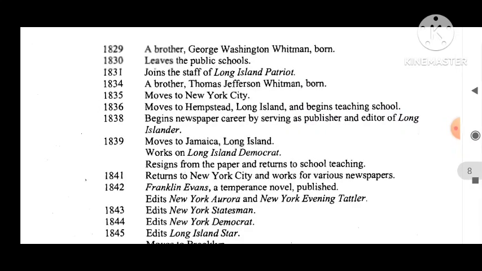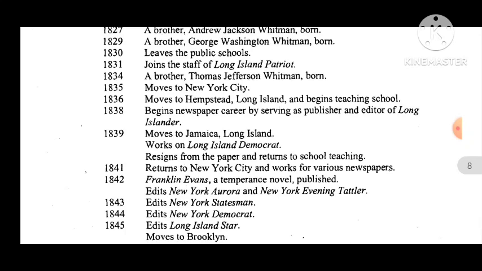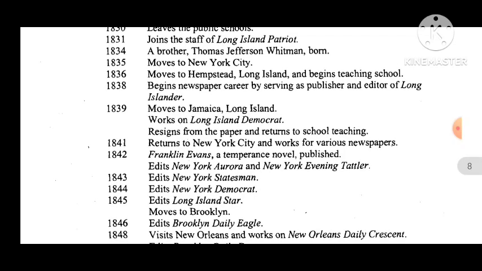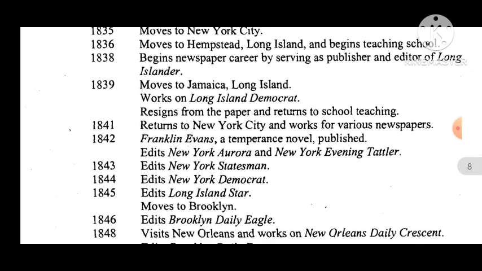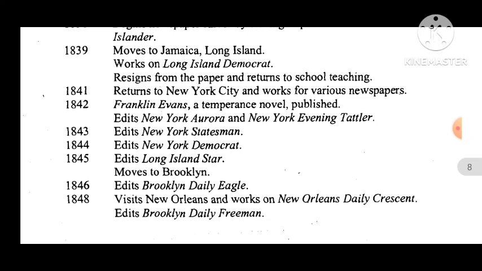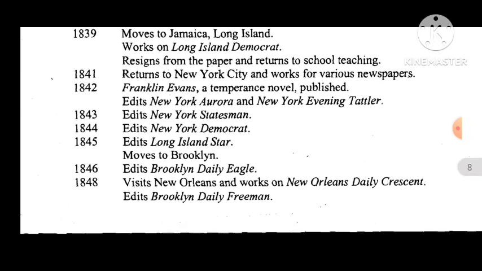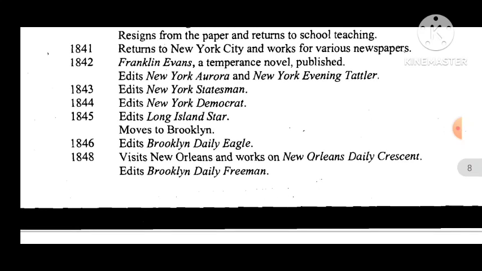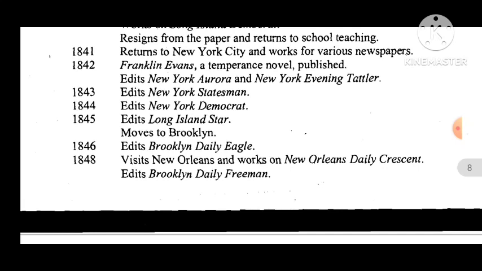Okay, so 1838, begins newspaper career by serving as publisher and editor of the Long Islander. Then 1839, moves to Jamaica, Long Island, works on Long Island Democrat. 1840, returns to New York City and works for various newspapers. 1842, Franklin Evans, a temperance novel, published.